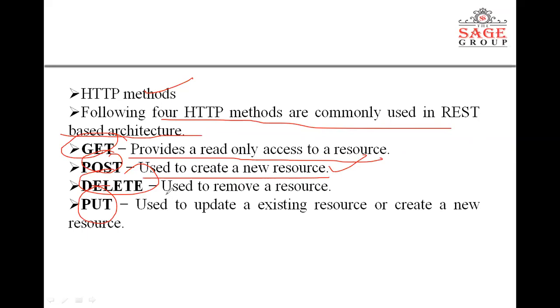If you are using resources and you want to remove them from the database, you can use DELETE. PUT is used to update an existing resource or create a new resource. If you are using existing resources and want to update a resource, you can use PUT. So the 4 HTTP methods are GET, POST, DELETE, PUT. These are the basic and very important methods of REST-based architecture.